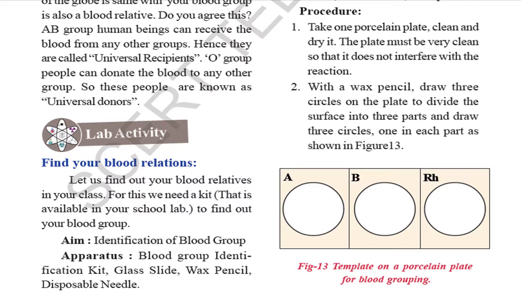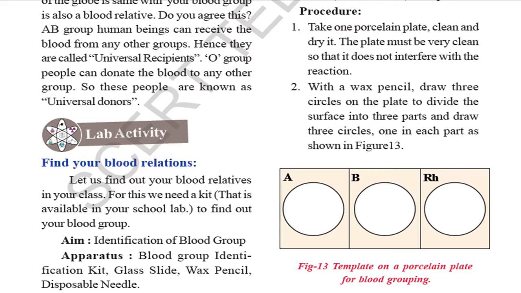Got it? So, AB is a human blood group which can receive the blood from any other group. Hence, it is called universal recipient. O group is universal donor. Who has O group can give it to anyone. Got it? The lab activity: when you find out the relationships, what we have to do, draw 3 circles. A group, B group and Rh should be written on the third one.